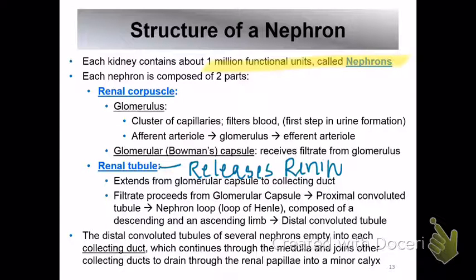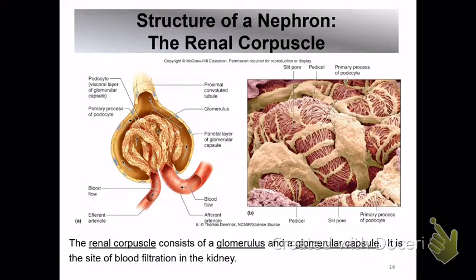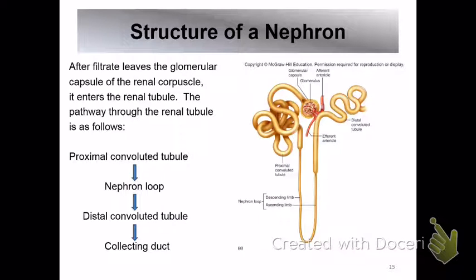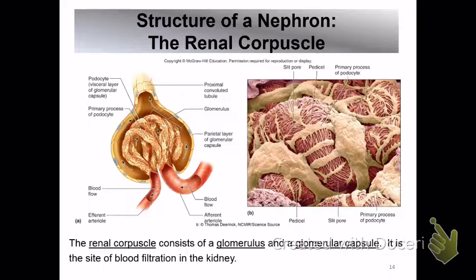Okay, let me show you a picture. This will make more sense when you can see it. Okay, so there's your glomerulus. That's your tangled cluster of capillaries right here. There's your glomerulus. This out here is the Bowman's capsule. Okay, and we already know that A leads in and E goes out.